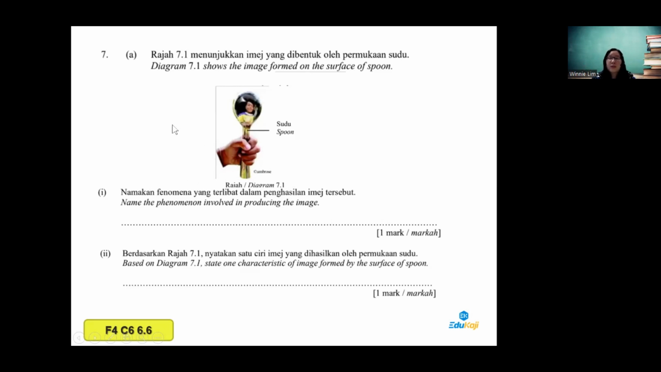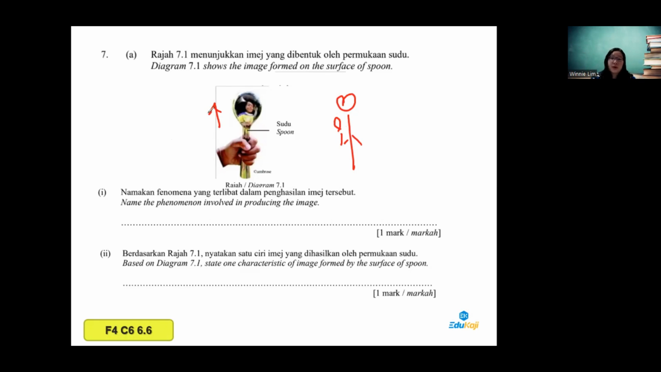Every time they ask about the phenomenon, reflection, refraction, or total internal reflection, right? Okay, what is the characteristic of the image formed by the spoon? As you can see, it's like someone holding it, like you holding it and looking at it, right? Hold the spoon. So that's why it seems like the student's face didn't invert, right? It's actually upright.